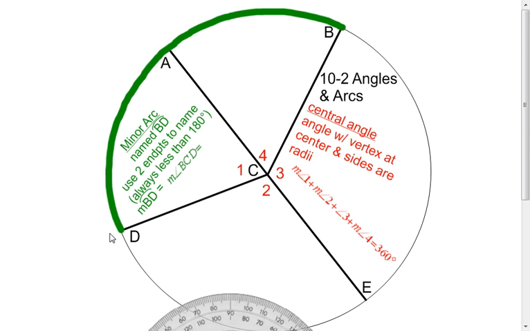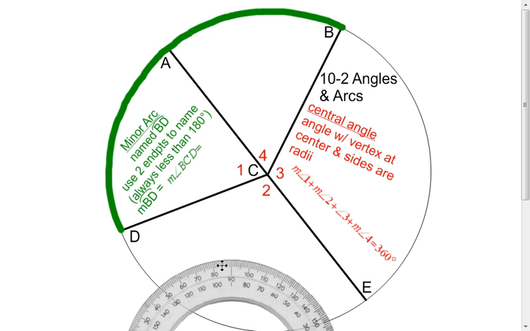Now the next thing we're going to talk about is what's referred to as a minor arc. It's part of a circle, as you can see here in what I have highlighted in green, and it has two endpoints, kind of like a segment, but obviously it's not a segment because it's not straight, and the measure of it is always going to be less than 180 degrees. Now the way you're going to calculate the measure of that arc is to measure the angle that creates the arc, or we'll say that the arc is intercepted by an angle.